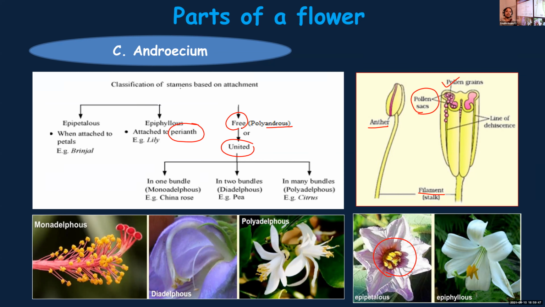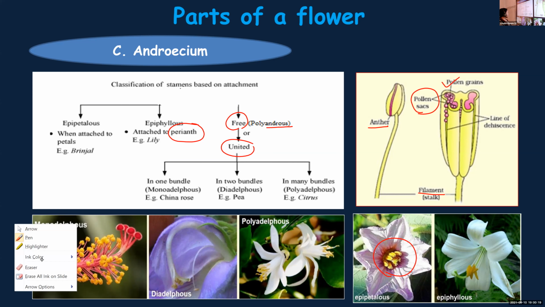Then, depending upon whether they are united or free, each stamen can be free, not joined together. In the majority of cases, these stamens are united. When they are united, they can form different bundles. Sometimes they form just one bundle, and in that case you call it monadelphous, a single bundle of stamens. When they form two bundles, diadelphous. When they form several bundles, polyadelphous. So that is the classification of stamens based on the number of bundles.